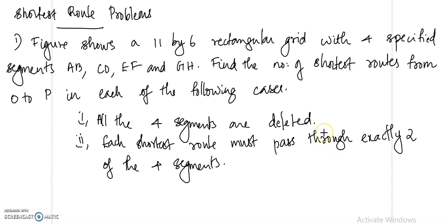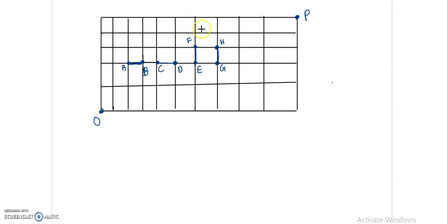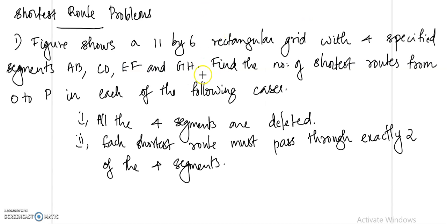So you have a figure which shows an 11 by 6 rectangular grid with 4 specified segments A B, C D, E F and G H. You are given the specified points. Now we need to find the number of shortest routes from O to P in each of the following cases. So the first case is where all the 4 segments are deleted.